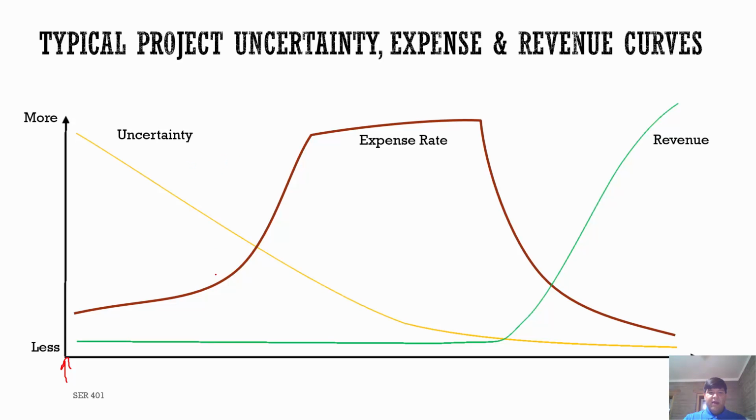This is actually a very typical graph. Companies always like to use these to illustrate how well a project is going, or maybe how mature their process is to get things done, right, to do development. So I have here uncertainty, expense, and revenue. So let's just start with uncertainty.